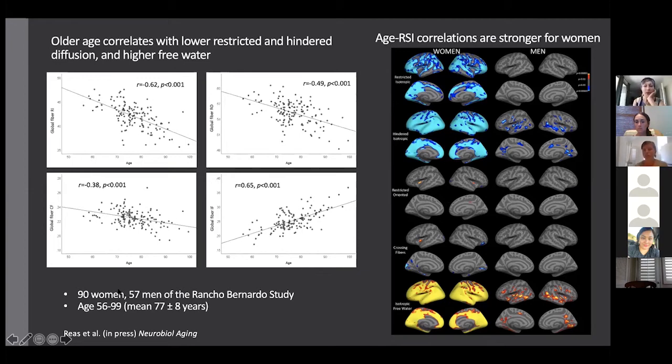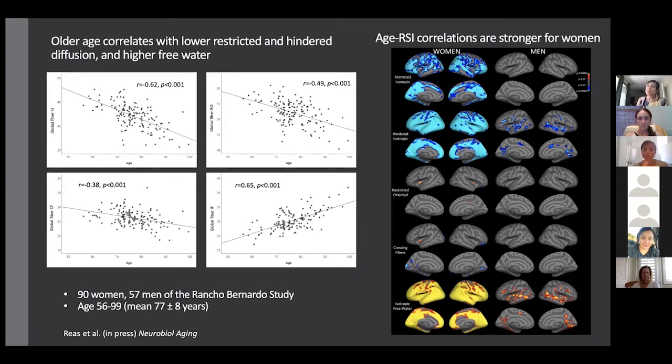Now you may note that we had a much larger sample of women than men. So to examine whether this sex difference could just be due to differences in statistical power, we created a matched sample of 57 women of the same age as men, and basically our results did not change. So there's this striking difference where women are showing a much stronger detrimental effect of aging on brain microstructure, which is very interesting in light of the greater risk of women for developing dementia.